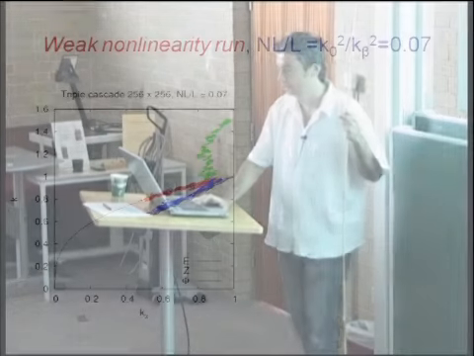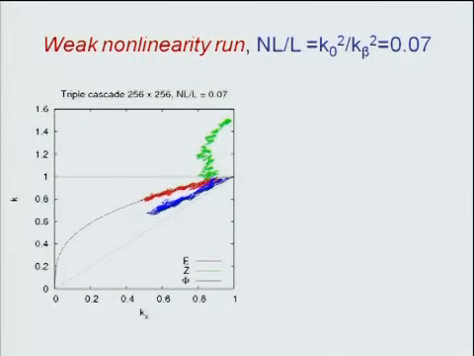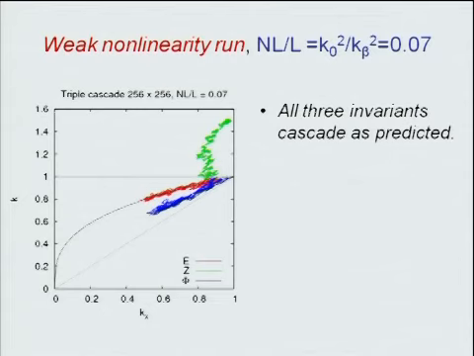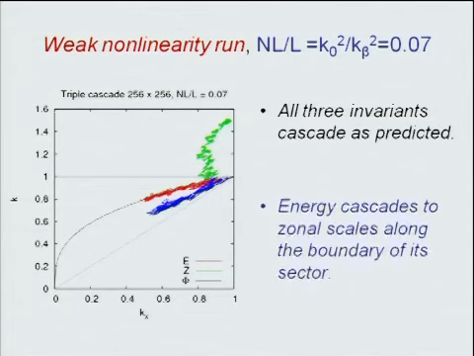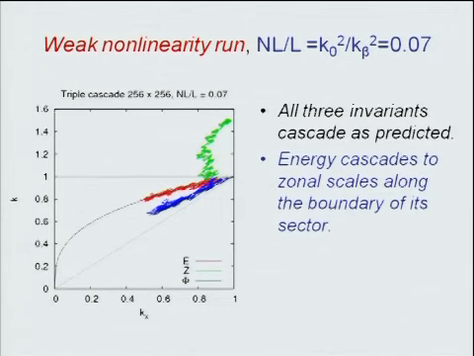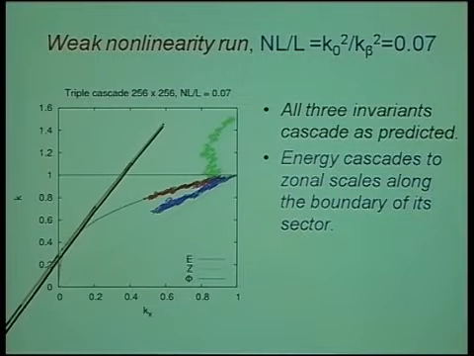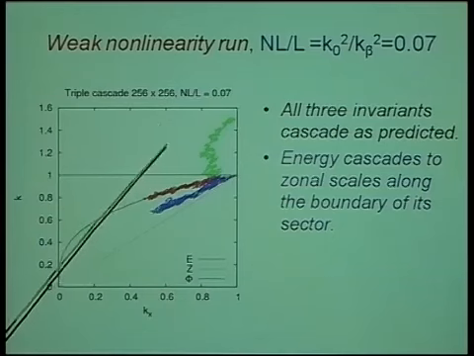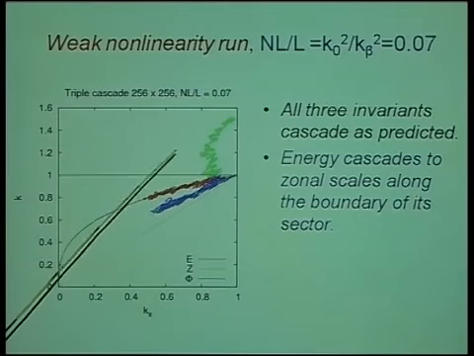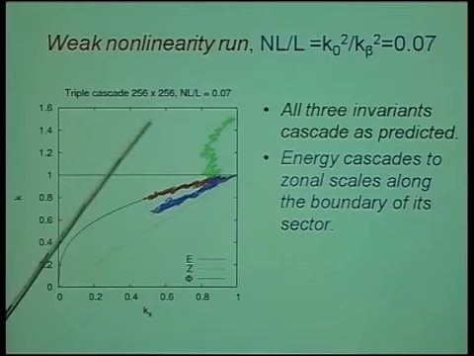So now let's see the centroids, what they're doing. We see all three invariants cascade in their predicted sectors: entropy, zonostrophy, and energy. Oh, the colors are all crazy. The thing is, the trajectories are crazy, not the colors. I just thought you pointed to the wrong one. Oh, I see. Okay, so basically the trajectories have a lot of oscillation, recursion, very noisy. That is related to weak nonlinearity.